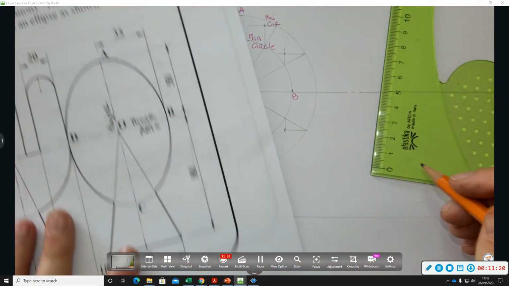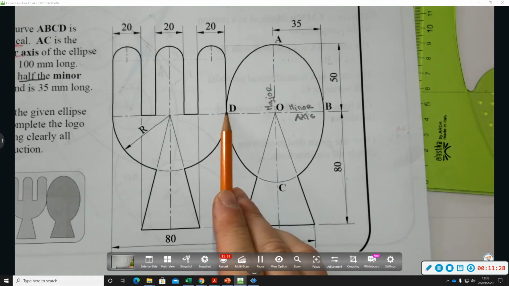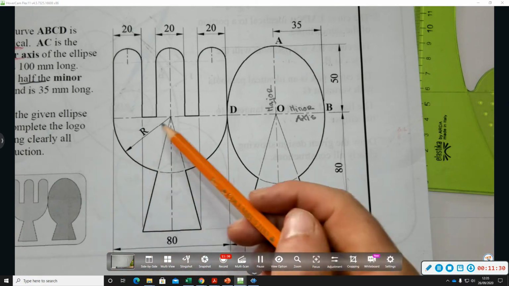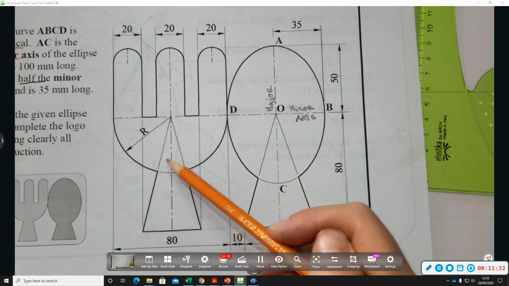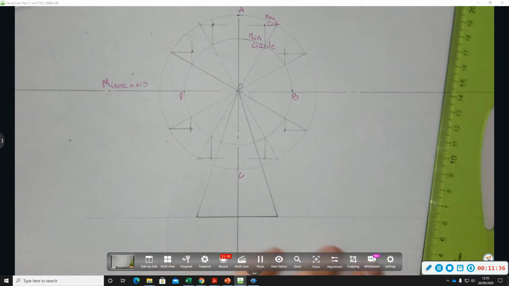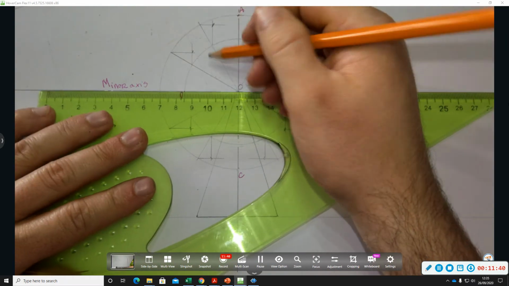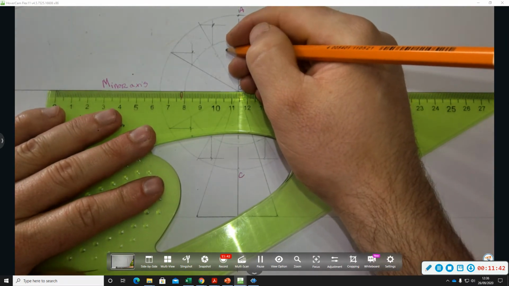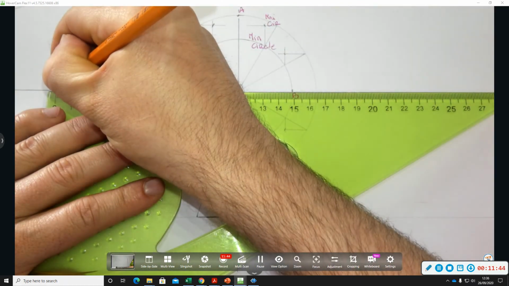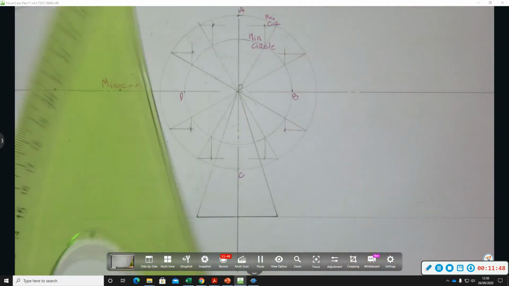Now, I'm going to draw in all this detail here. So this is 80 from D, and the radius is half of that, which is 40. So I'm going to mark 80 from point D. Careful you don't mark 80 from the major circle. So I'm going to mark 80 from D. I'm going to mark 40 for the center.